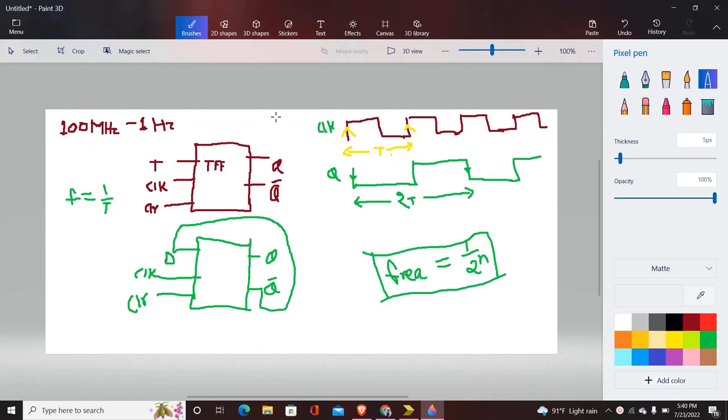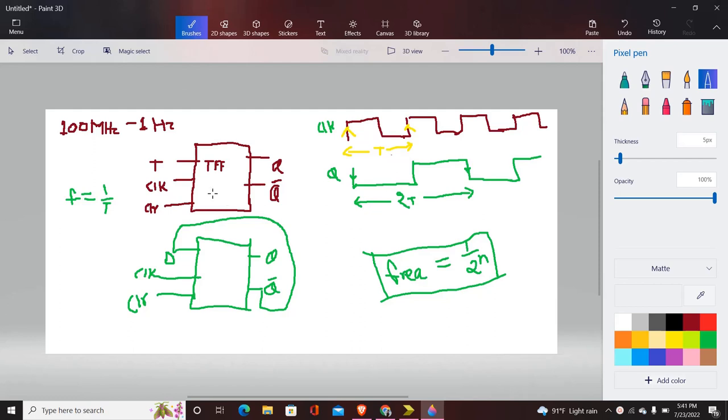Basically, T and D flip-flops are made with the help of master and slave. Master and slave is a combination of JK flip-flops. So indirectly, T and D flip-flops are a combination of JK flip-flops. So for this conversion we need to divide a frequency.